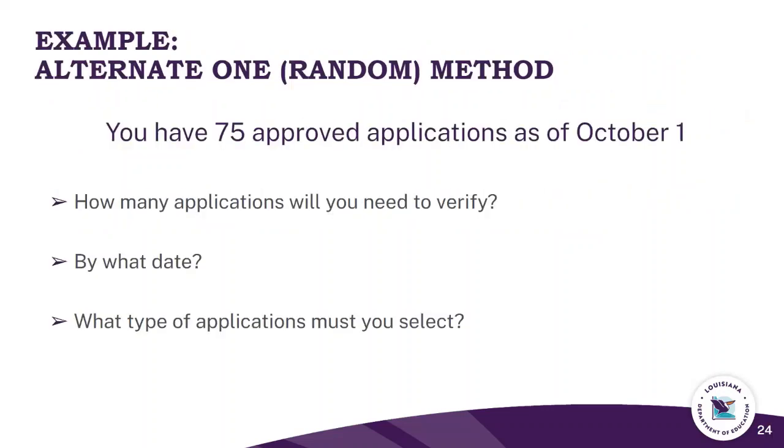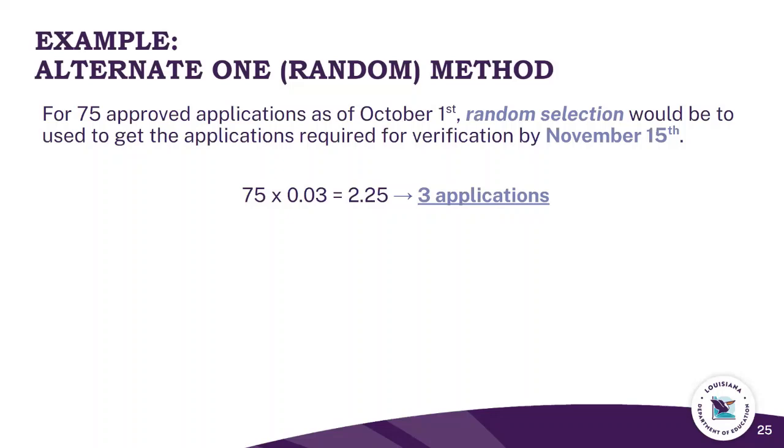If we look at an example of the random method, alternate one, this SFA has 75 approved applications as of October 1st. How many applications will they need to pull for verification? By what date? And what type of applications do they need to pull? For 75 approved applications as of that October 1st date, random selection would be used to get the applications required for verification by November 15th. The math used to get the total is 75 times 3%, which is 2.25, rounded up to look at 3 applications. Again, note that these applications are randomly selected without regard to error-prone status.